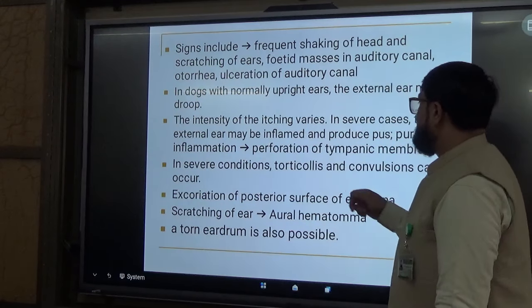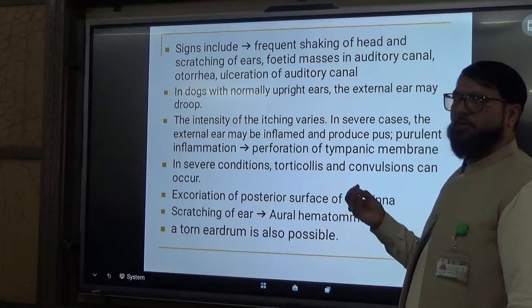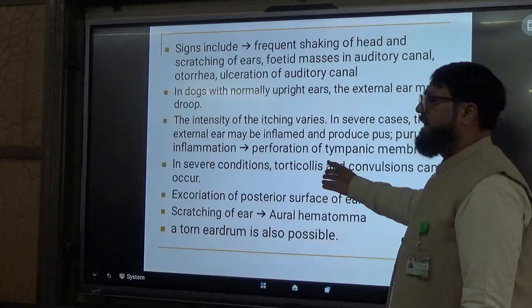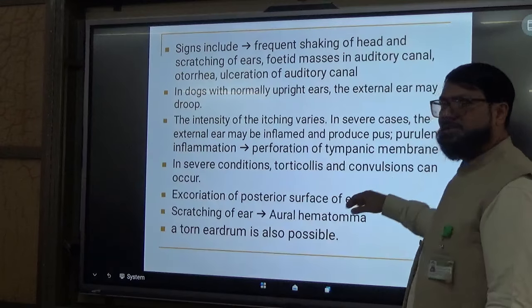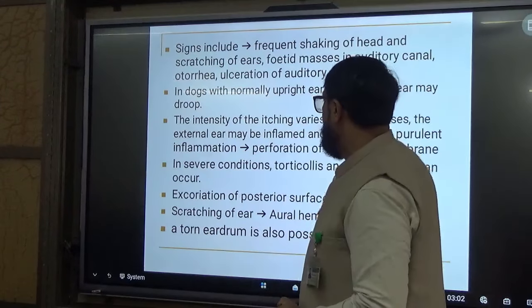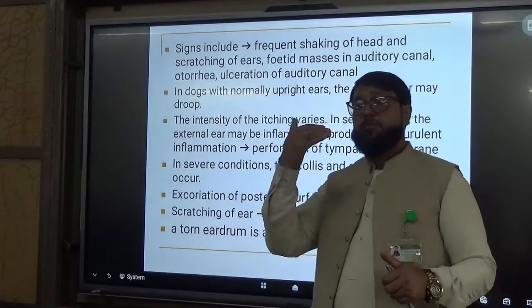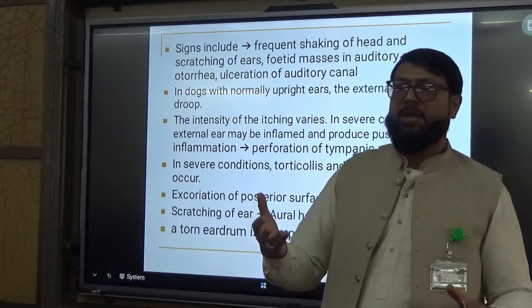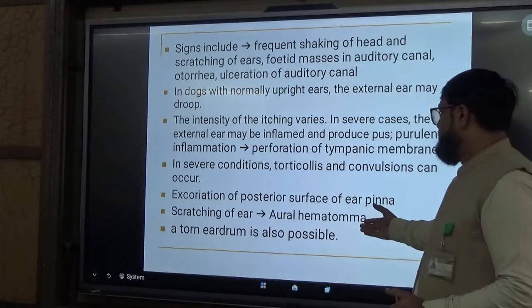So in severe conditions, torticollis, which is due to head shaking and involvement of the nervous tissue, just like in Newcastle disease, and convulsions, which is involvement of the brain, जिससे दौरे पड़ने का अमल वो शुरू हो सकता है. Excoriation of the posterior surface of the ear pinna. Ear pinna की जो बैरूनी सतह है, the outer surface, could be sloughed off due to involvement of the mites over there, due to scratching.